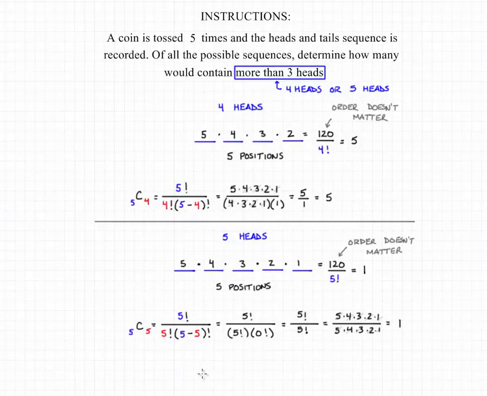So now, to find the total for both 4 and 5, it's going to be the combination of 5 choose 4 plus 5 choose 5, which gives us 5 plus 1, which gives us 6, which is our final answer.